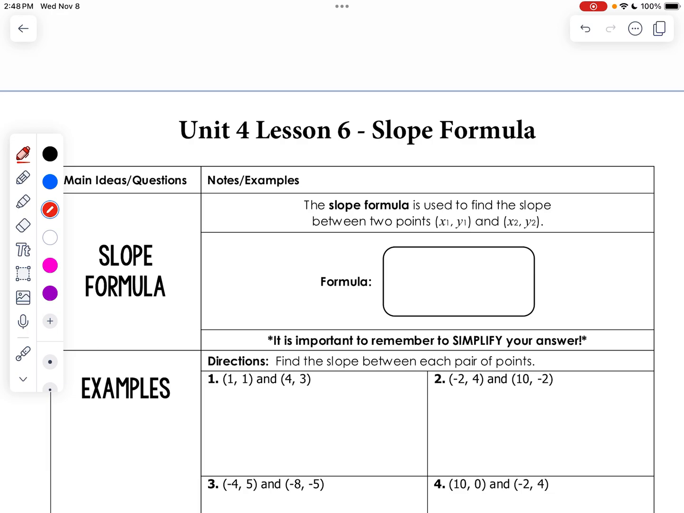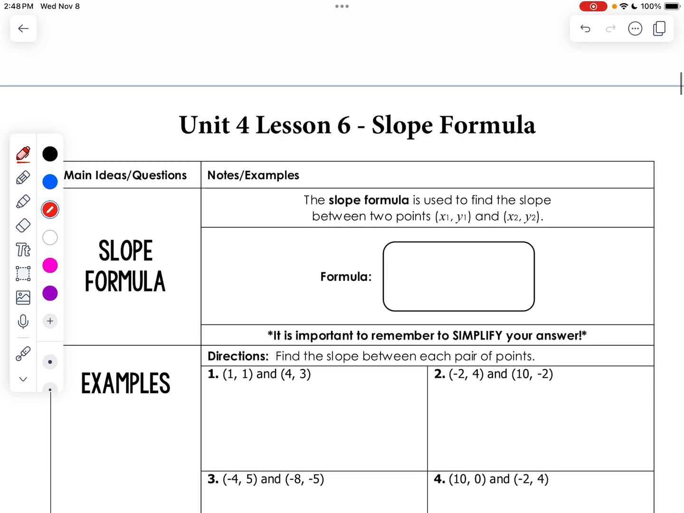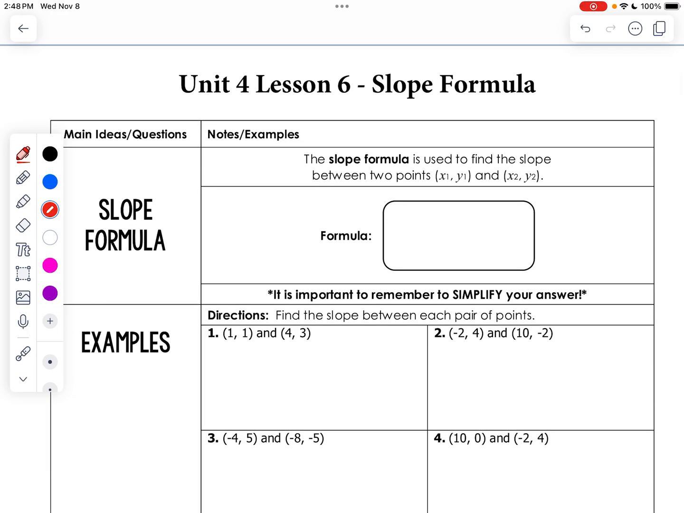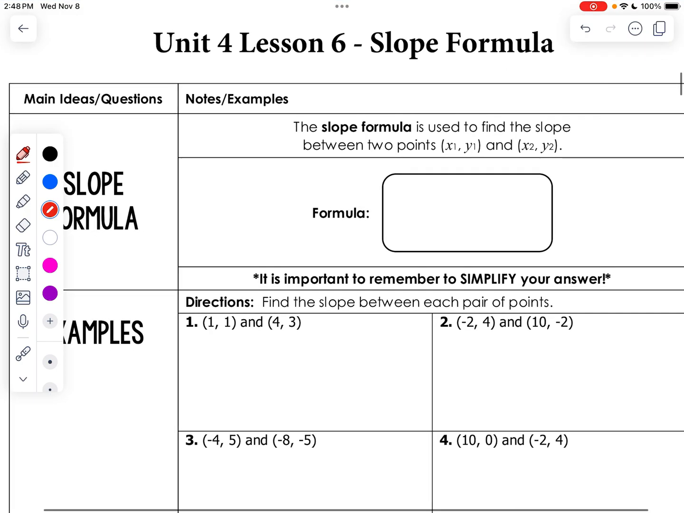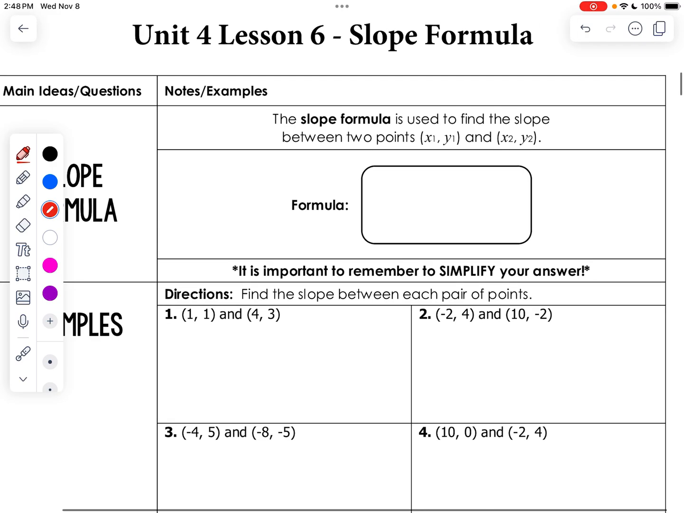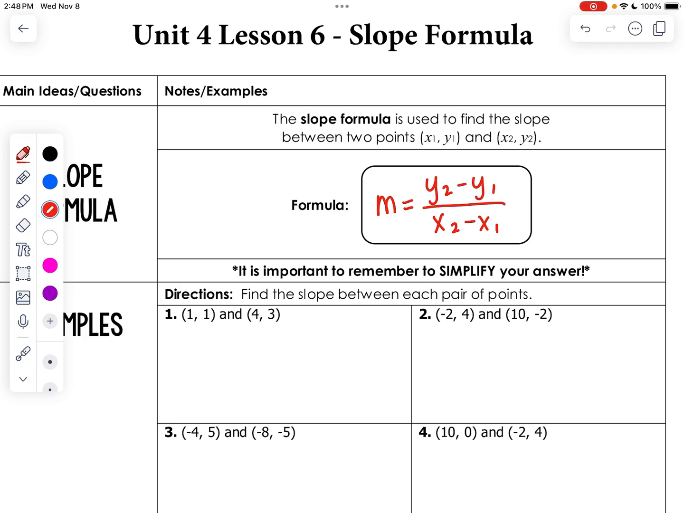Lesson 6 is about the slope formula. So if we're given a graph, we do rise over run to find the slope between 2 points. If we're given 2 points and we're not given the graph, we're going to use this formula. M, remember M means the slope, equals y2 minus y1 over x2 minus x1.